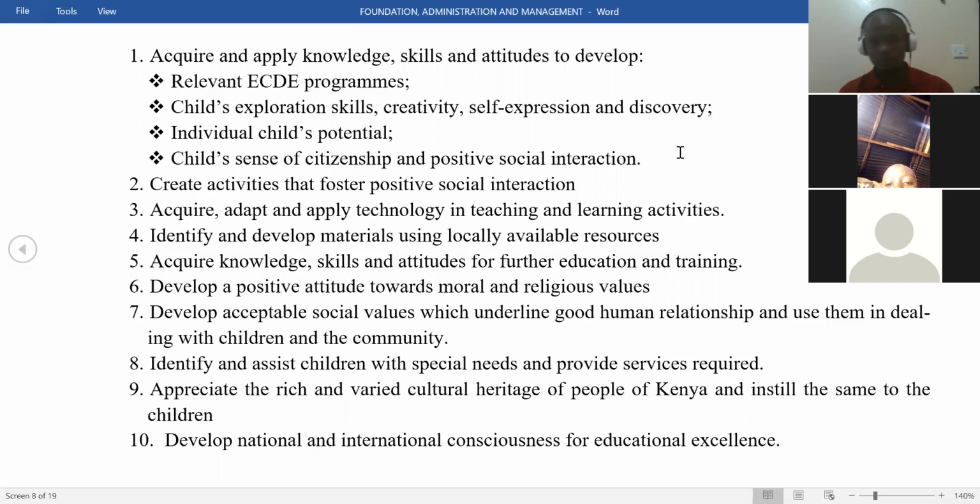Number 5. Knowledge and attitude for further education and training, yes. You should acquire knowledge, skills, and attitude for further education and training. For example, you were once in ECDE. Those children are still in ECDE. You got the attitude to continue to primary, to high school. Now you are in your certificate. In future, you should go to diploma, degree, and proceed. You get the idea. So this one is because you have acquired the attitude through the ECDE. So this is the course objective. Okay, number 6.